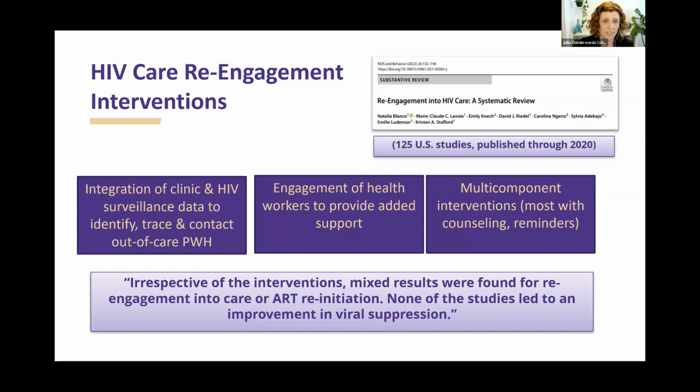And what they concluded with the review of these 125 studies is that irrespective of the interventions, they had mixed results for re-engagement in care or ART reinitiation, and none of the studies led to an improvement in viral suppression, right? So all of this research, many years or decades of this work, and most of these things that we've studied so far haven't translated into improved viral suppression.